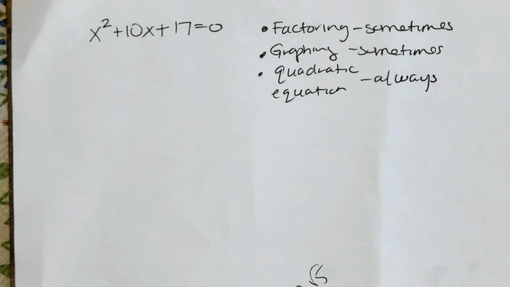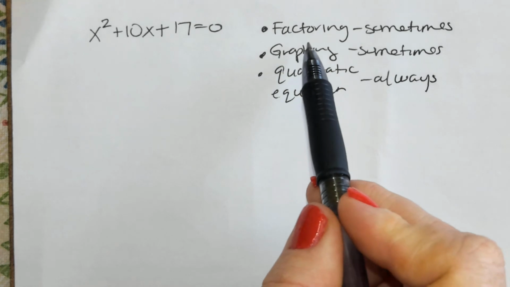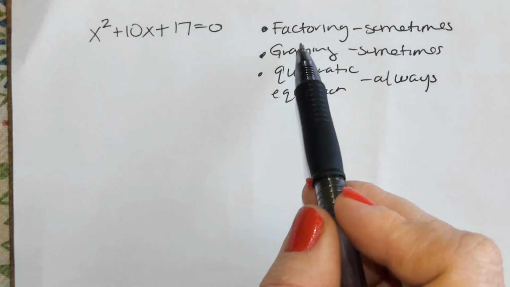Unit 3 Online Learning, review number 1, question number 6. You're asked to simplify the answer by solving here. Remember that factoring sometimes works. It would be the easier way if it does work.